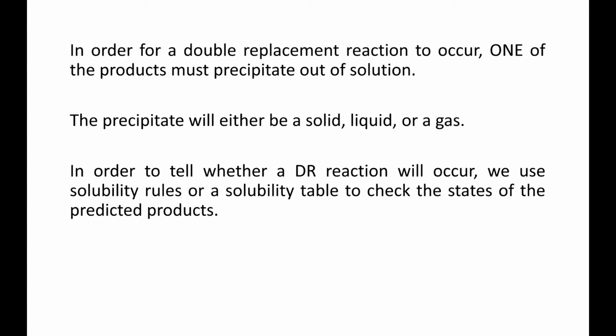In order to tell whether a double replacement reaction will occur, we use solubility rules or a solubility table to check the states of the predicted products. You guys have a solubility table. It's on the back of the activity series that you used in class with the single replacement reactions. So that's what we're going to be using to do the rest of the problems in this video.